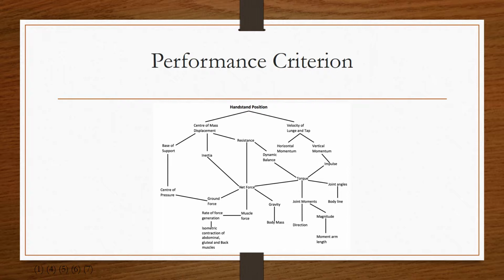The angles at the joints and the body line they create is a critical factor in maintaining the handstand position. If any segment of the body is out of alignment during a particular phase of this movement, it will reduce the performer's ability to hold the position, as this will increase the force acting upon that particular body segment. As with the dynamic balance component of the movement, it is key that these angles are in a state of equilibrium.